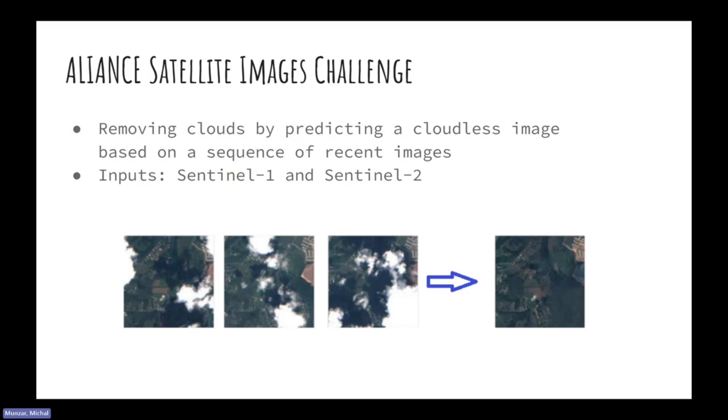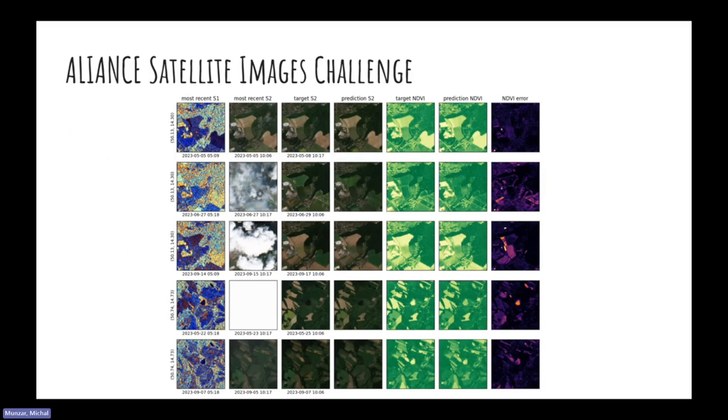So who will speak about the Alliance Satellite Images Challenge? Okay, so we've seen in yesterday's presentation the use cases of cloud removal. You may not have heard how it works. We do it by basically predicting the next frame, which is always cloudless, based on a sequence of maybe cloudy, maybe cloudless recent frames. The input we use for that is Sentinel-2, which is the optical satellite, and Sentinel-1, which is the radar satellite. And we already have a working prototype AI for this.